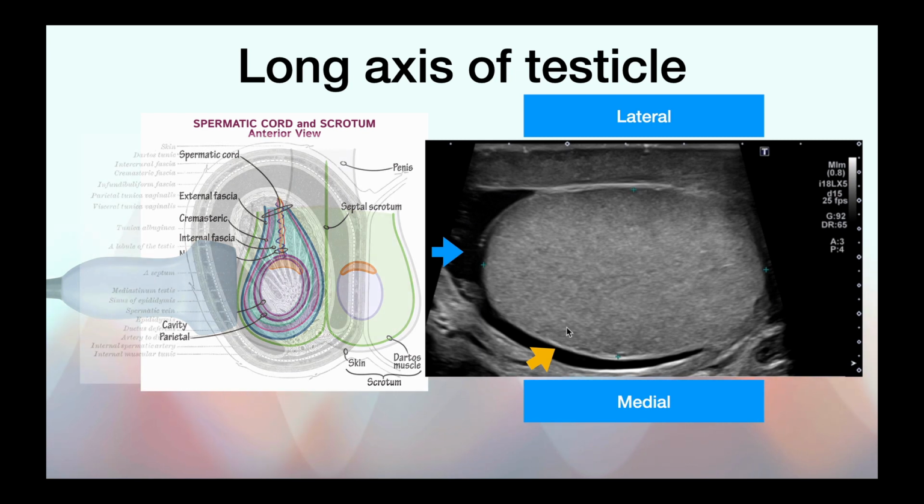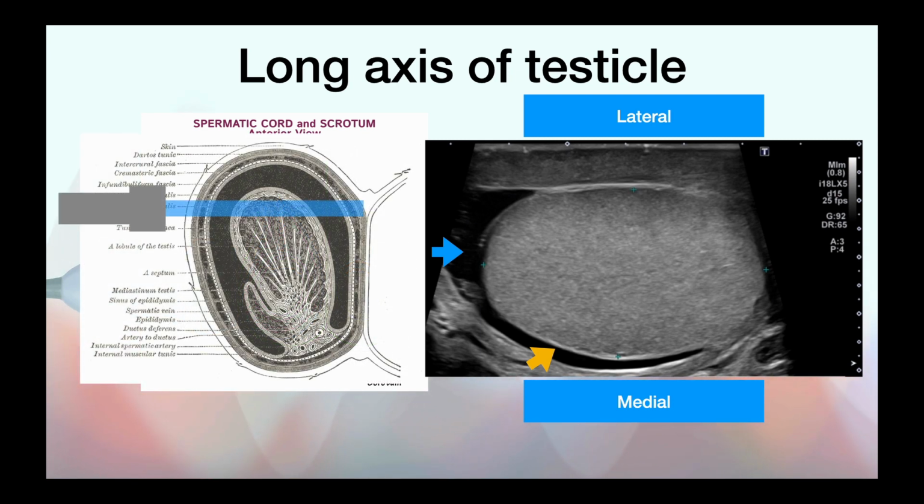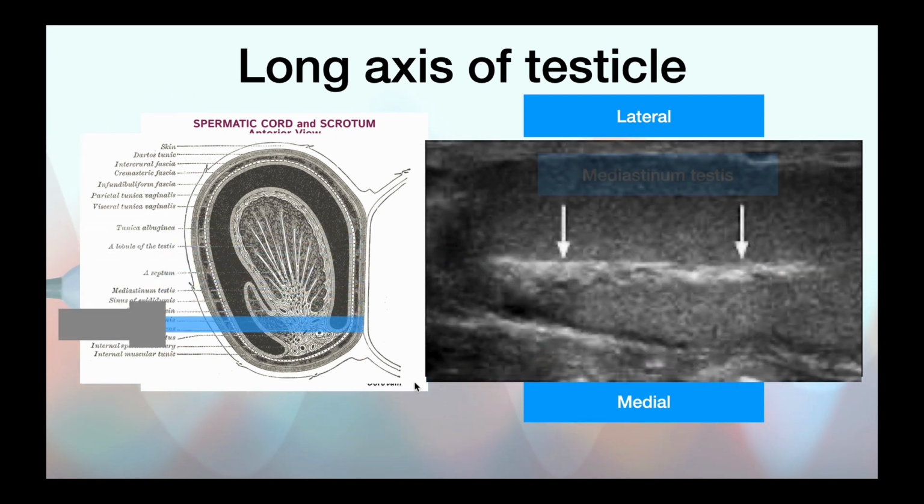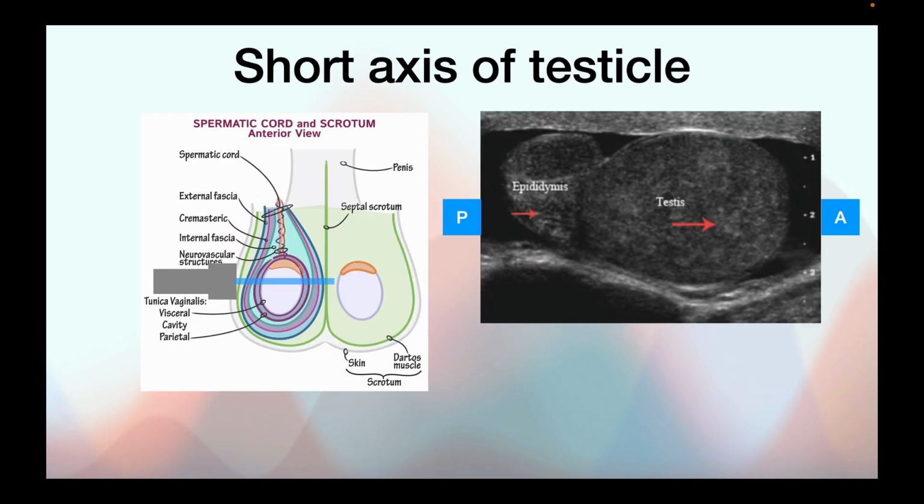Now moving posteriorly, you can image the tunica albuginea merging together to form the fibrous mediastinum testis, which is seen as a hyperechoic line here running superior to inferior. To obtain a short axis of the testicle, you just need to rotate the indicator dot anteriorly so that you get a cross-section of the testes here, and then you can slide up and down.